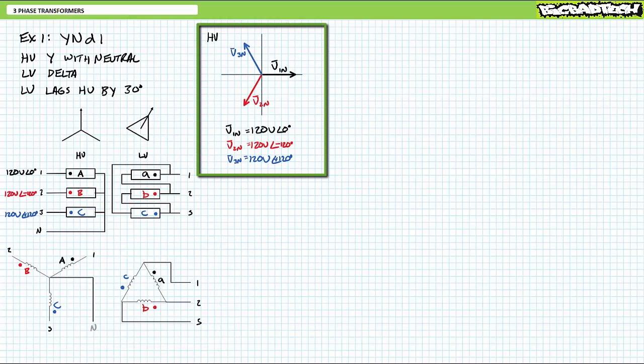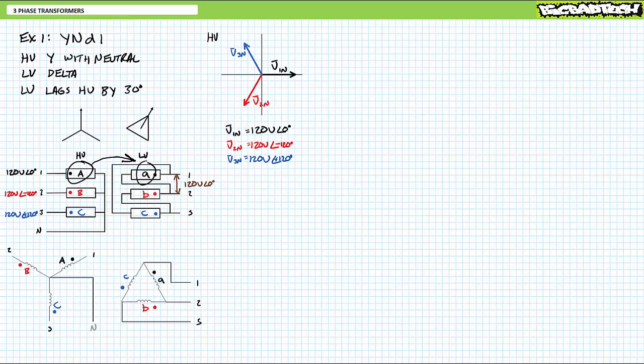Let's say we're again making use of light industrial 120 volt line to neutral, 208 volt line to line, 60 Hz 3-phase AC, and a transformer with a 1-to-1 turns ratio. High voltage winding capital A gets mapped to low voltage winding lowercase a with no phase shift, such that the line-to-line voltage between line 1 and 2 on the low voltage side would be 120 volts at an angle of 0 degrees. Similarly, high voltage winding capital B gets mapped to low voltage winding lowercase b with no phase shift. Thus, the line-to-line voltage between line 2 and 3 on the low voltage side would be 120 volts at an angle of negative 120 degrees.